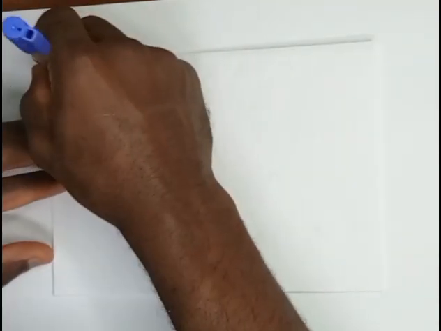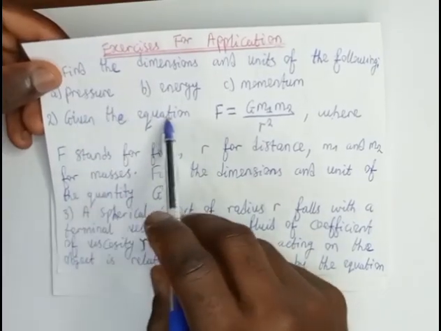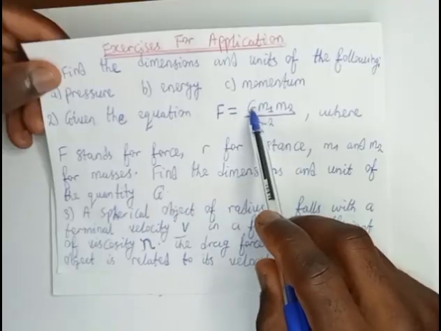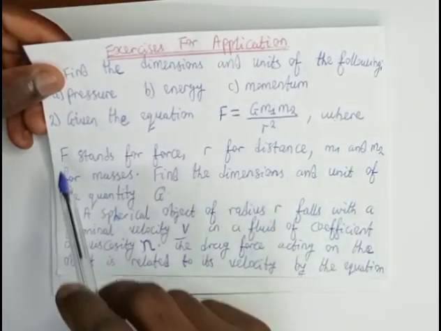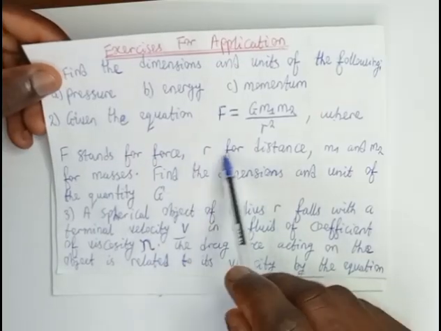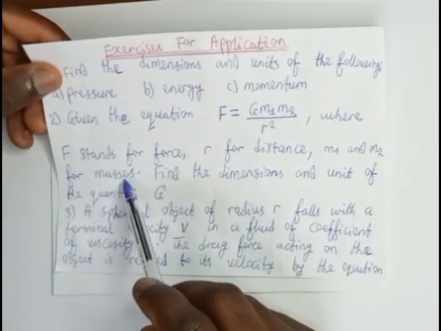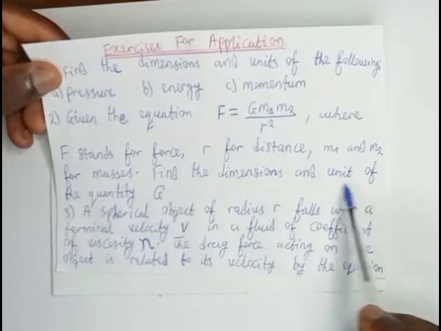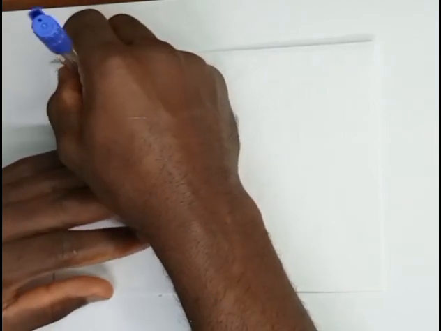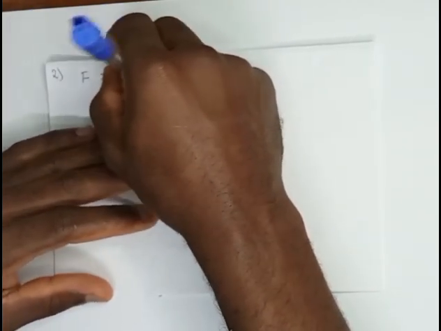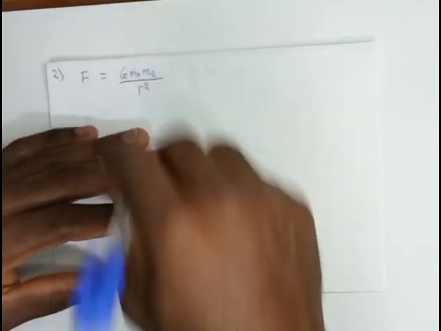We move now to question 2. Question 2, we have given the equation F equal to G m1 m2 all over r squared, where F stands for force, r for distance, m1 and m2 for masses. We are to find the dimensions and unit of the quantity G. F is equal to G m1 m2 all over r squared.